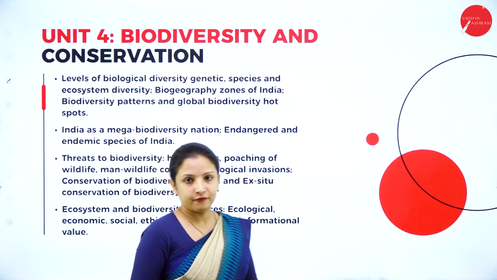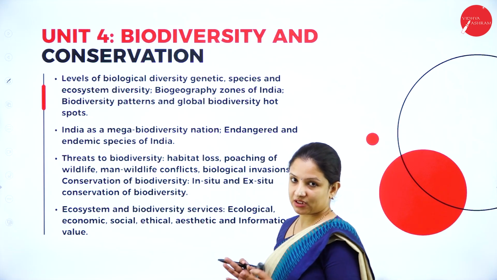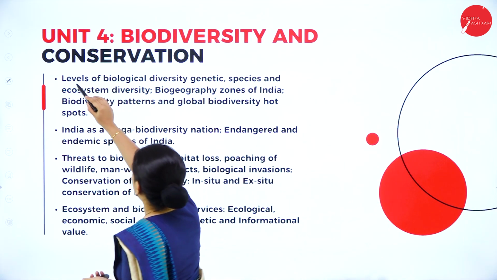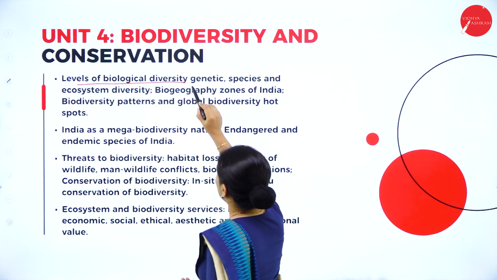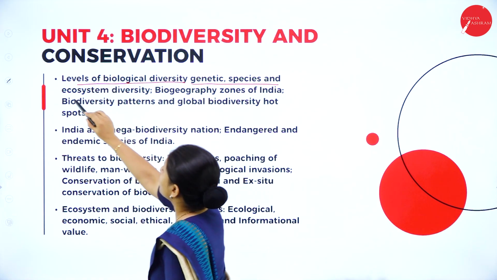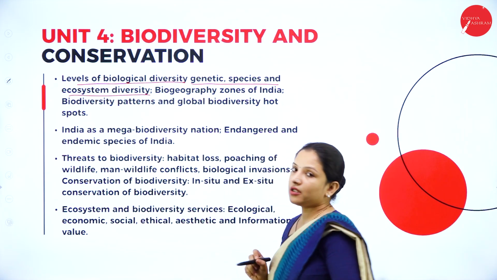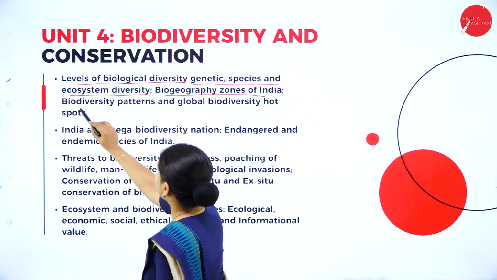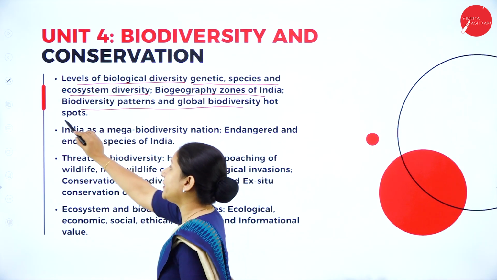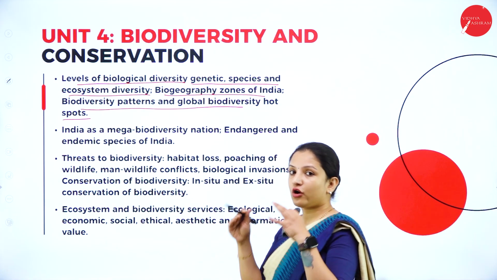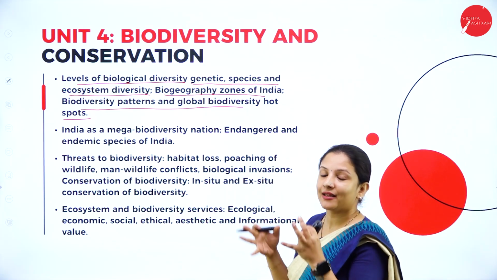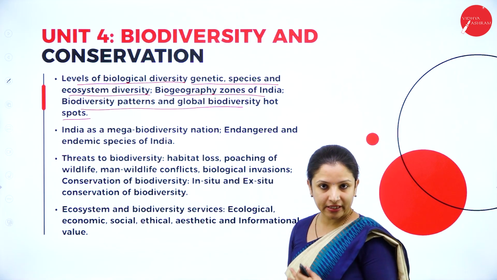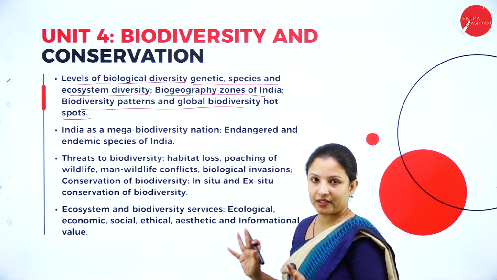Next, moving to Unit 4, it is completely on biodiversity conservation, wherein we need to first know about the levels of biological diversity. That is, in that we have genetic, species and ecosystem diversity. And we need to know about the biogeographic zones of India, the biodiversity patterns, and the global biodiversity hotspots. Because if we understand the beauty of that, only then will we have an urge to protect the biodiversity. So that is why they have put this topic first.